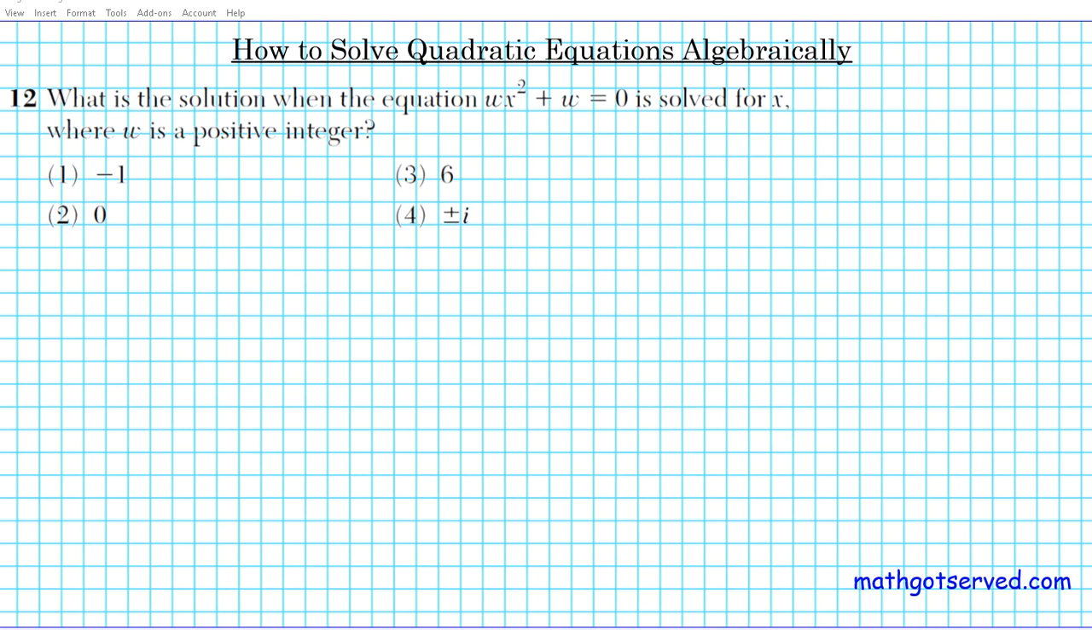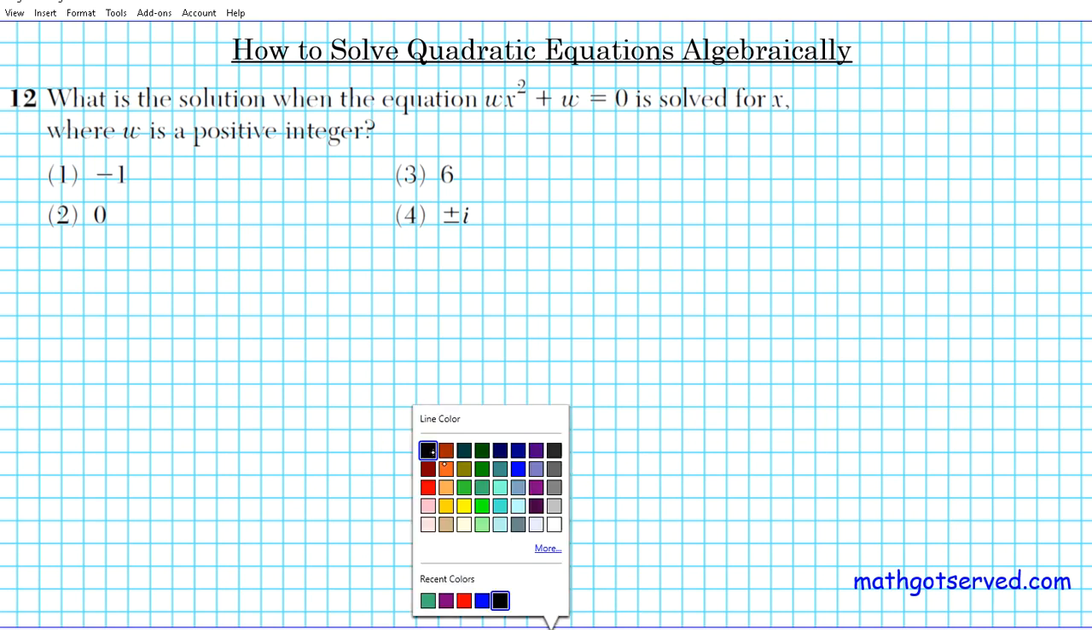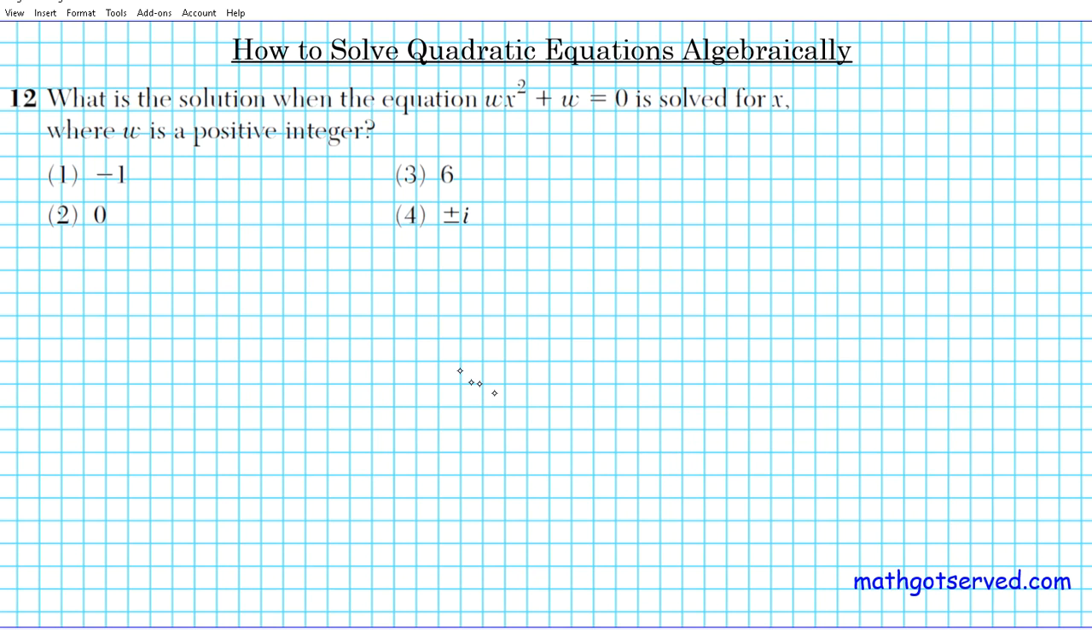Alright, let's take a look at question 12. In question 12, we're being assessed on how to solve quadratic equations algebraically. Question 12 reads, what is the solution when the equation wx squared plus w equals 0 is solved for x, where w is a positive integer? Alright, so let's go ahead and solve this. So we have wx squared plus w equals 0.